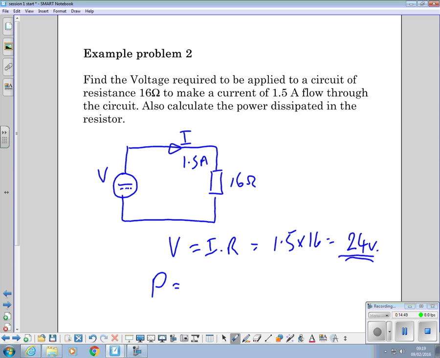Which version? Yeah, use I squared R because that uses the values that you've been given. So that's 1.5 squared times 16 equals 36 watts. Marcus, so it does.